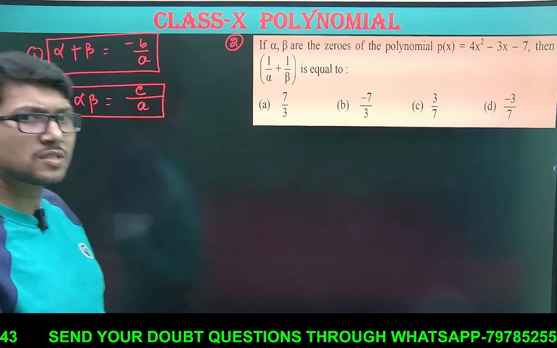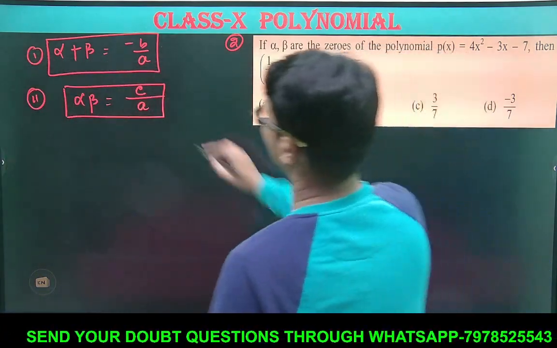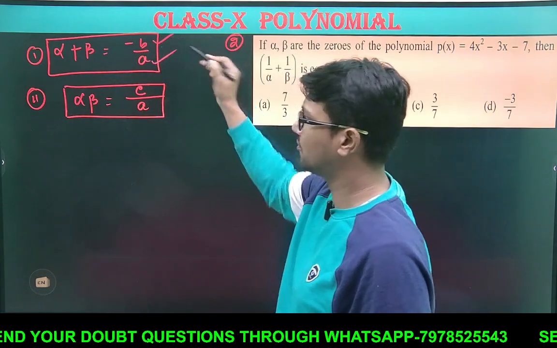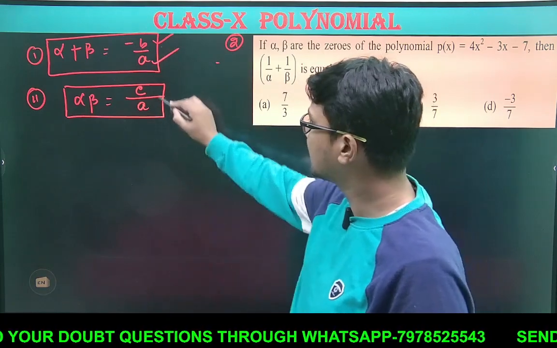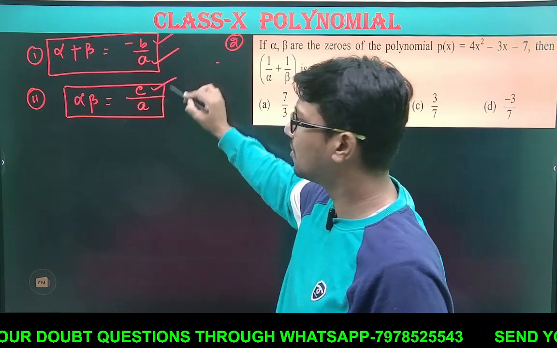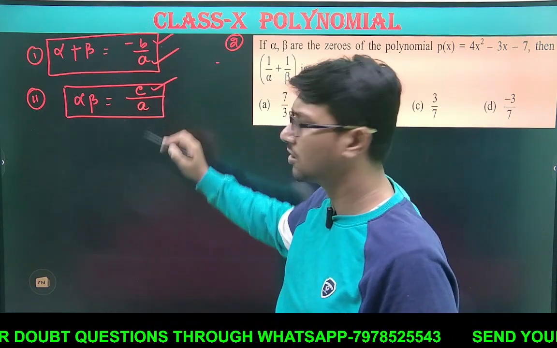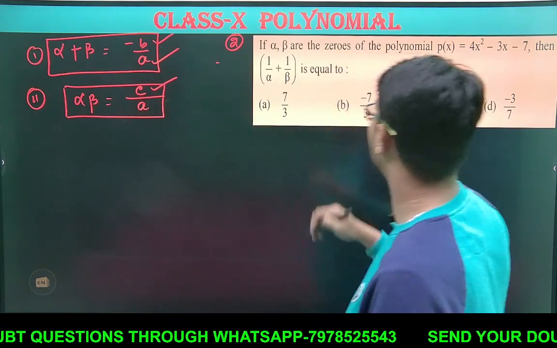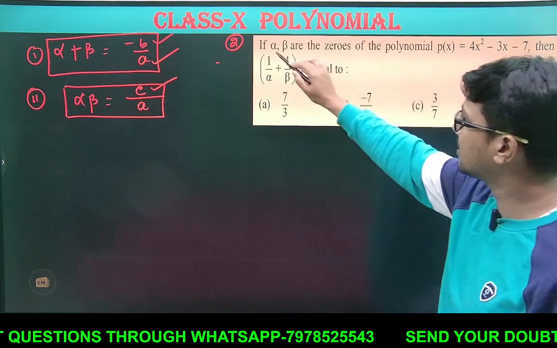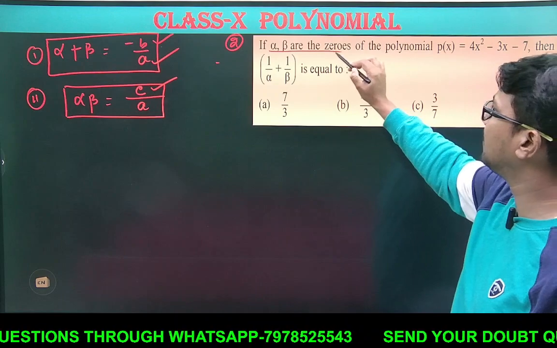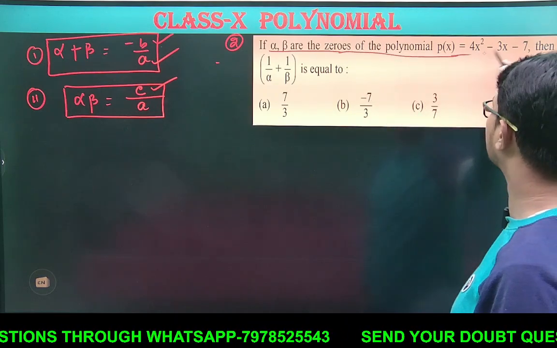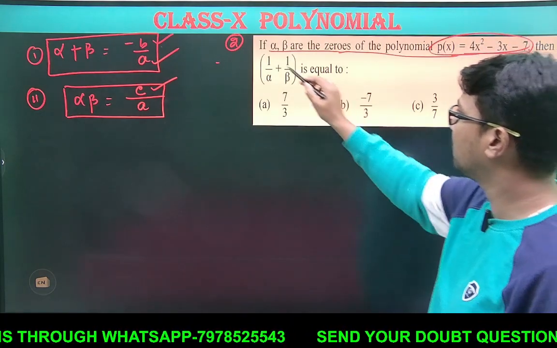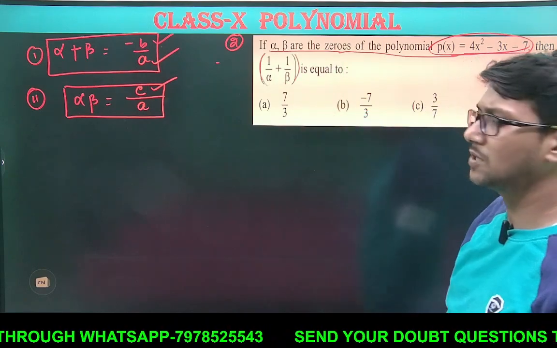Product of zeros equals c by a, and the sum of zeros is minus b by a, where b is the coefficient of x, a is the coefficient of x square, and c is the constant term of a quadratic polynomial. So with the help of this relation, we can solve this question, my dear student. Now see, it is given that alpha and beta are the zeros of the polynomial p of x. Then we have to find the value of 1 by alpha plus 1 by beta.